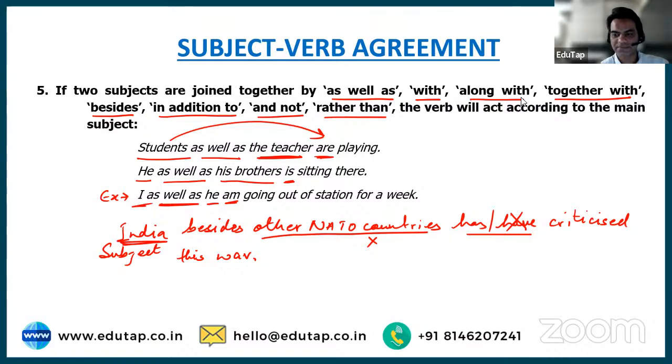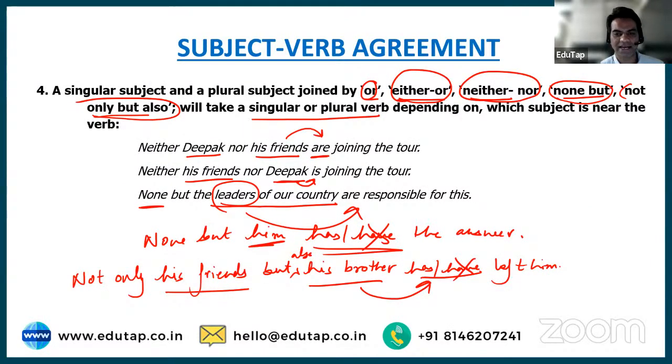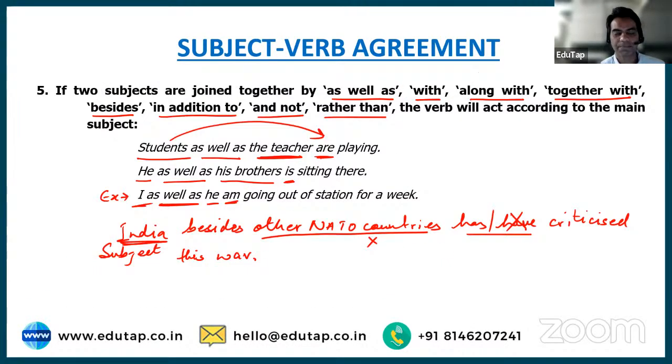Whenever we see two nouns or two pronouns connected by any other conjunction except and, right, we have to look at the main subject, except for those words that I just taught you in rule number four, which are or, either or, neither nor, not none but, not only but also. In these exceptions, you have to look at the noun closest to the verb, right? But other than that, if and is not the conjunction, do not look at the second noun, look at the first noun. Let me make another example using not, right?